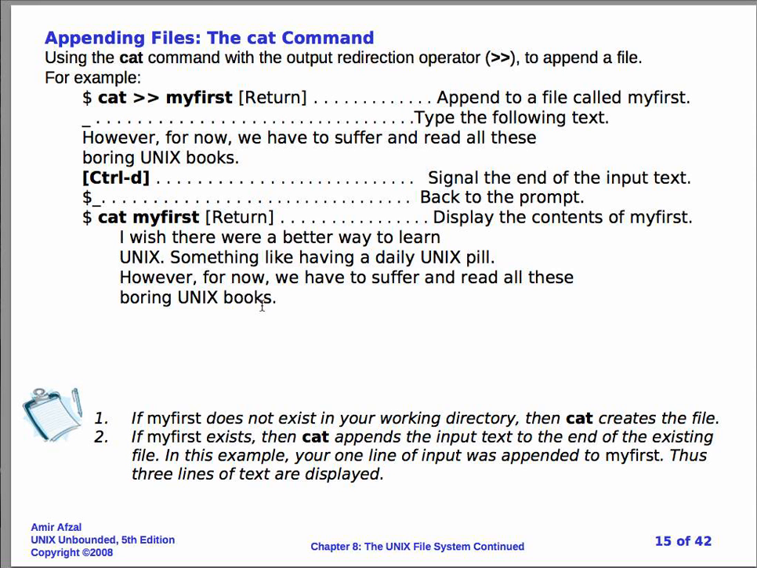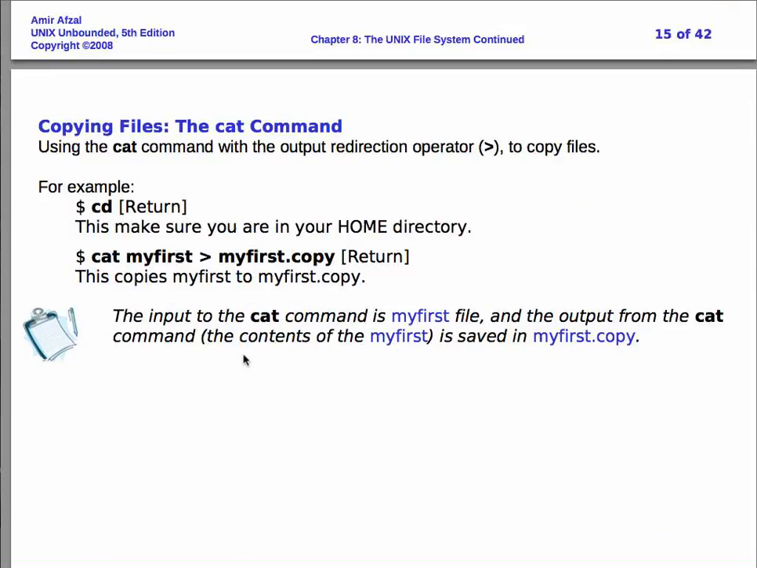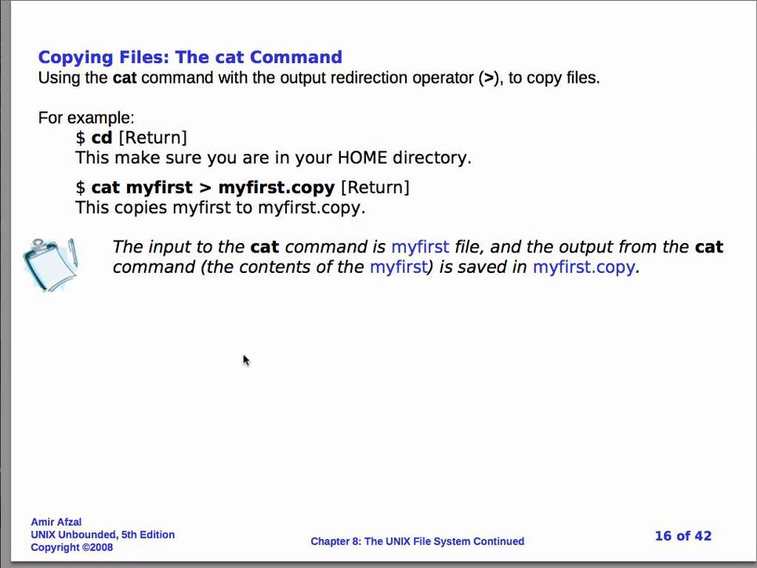Alright, so do you have to somehow memorize all of these different situations? No, you don't have to. All you need to keep in mind is that the double greater always appends. If you say cat and then file name, it just lists the contents of that file. So do this a few times with different files, and I think you will get a feel for how this works.